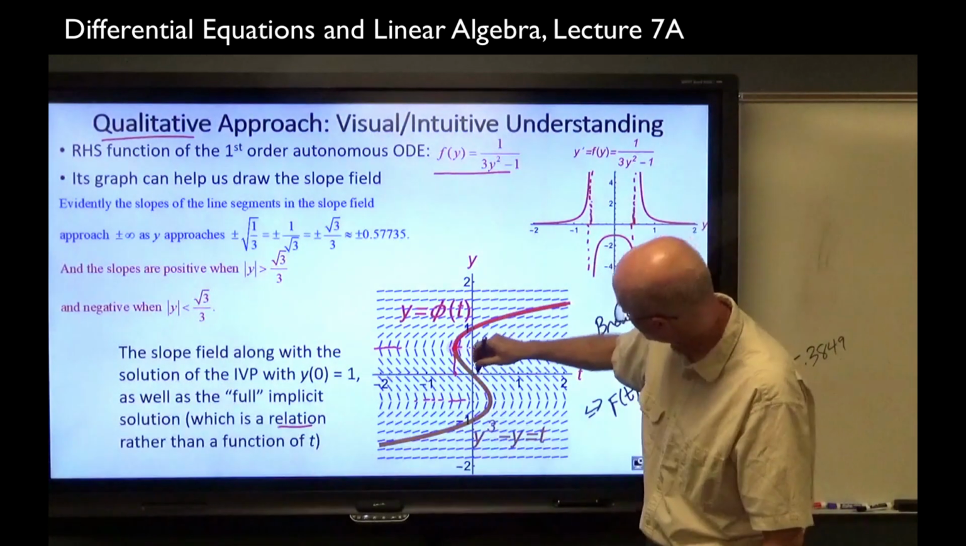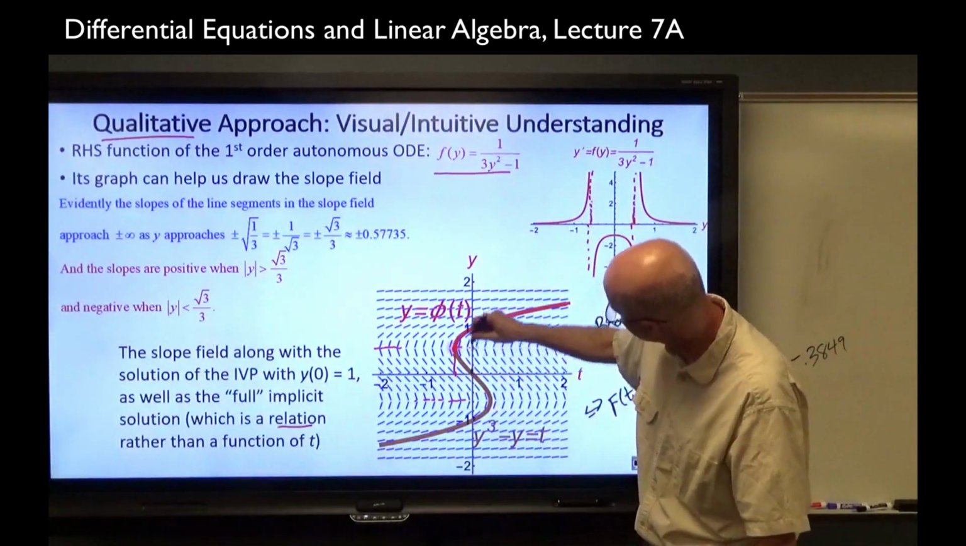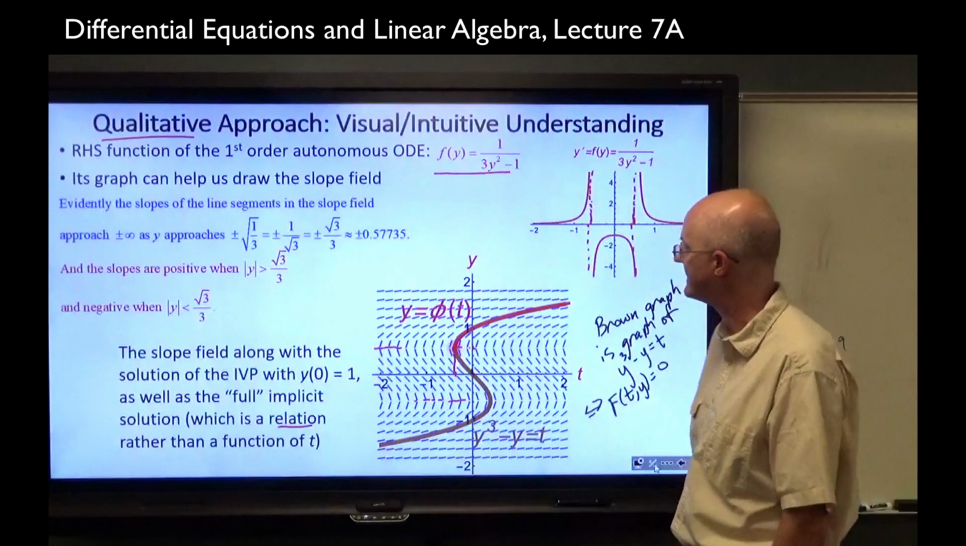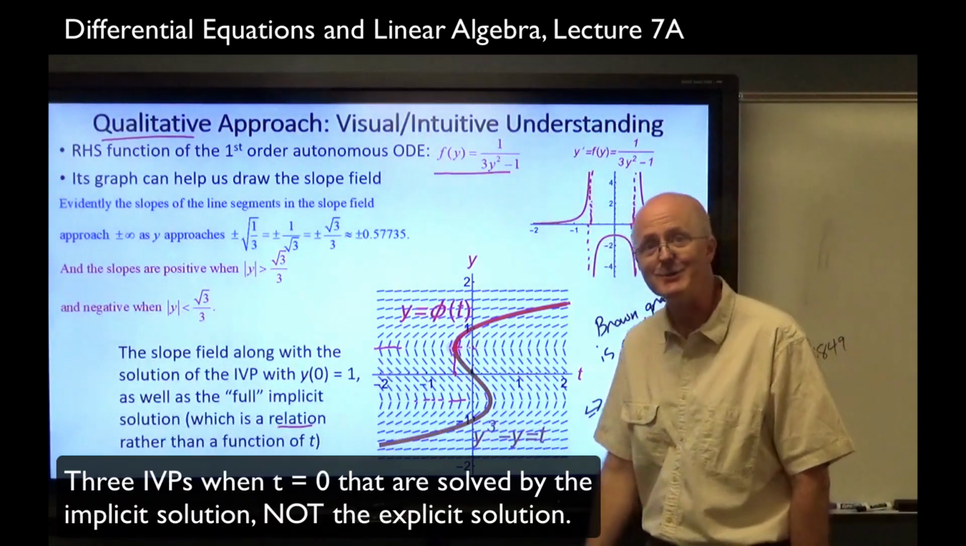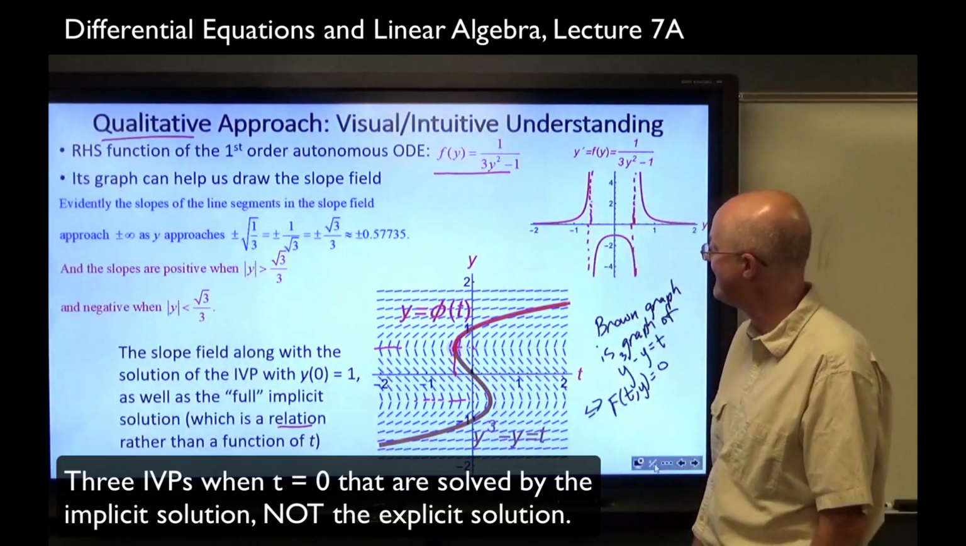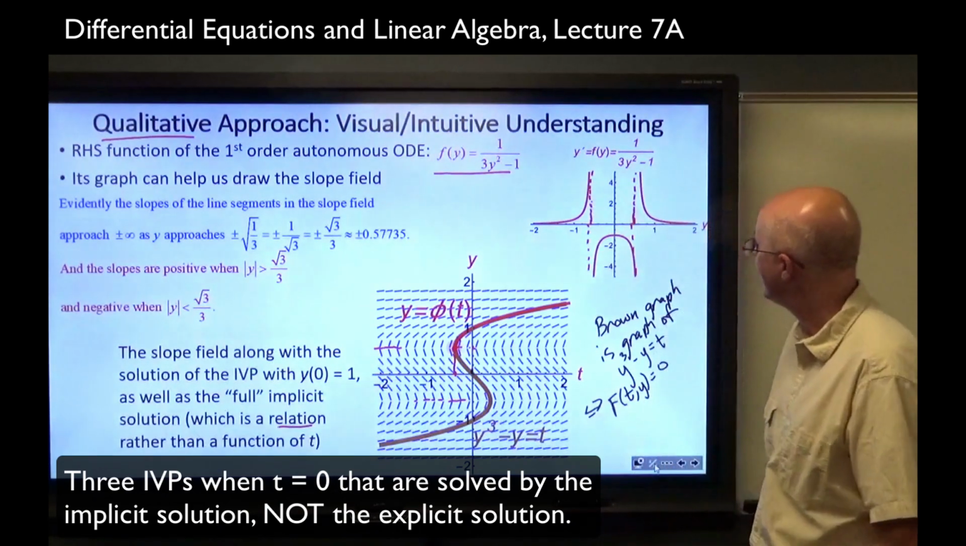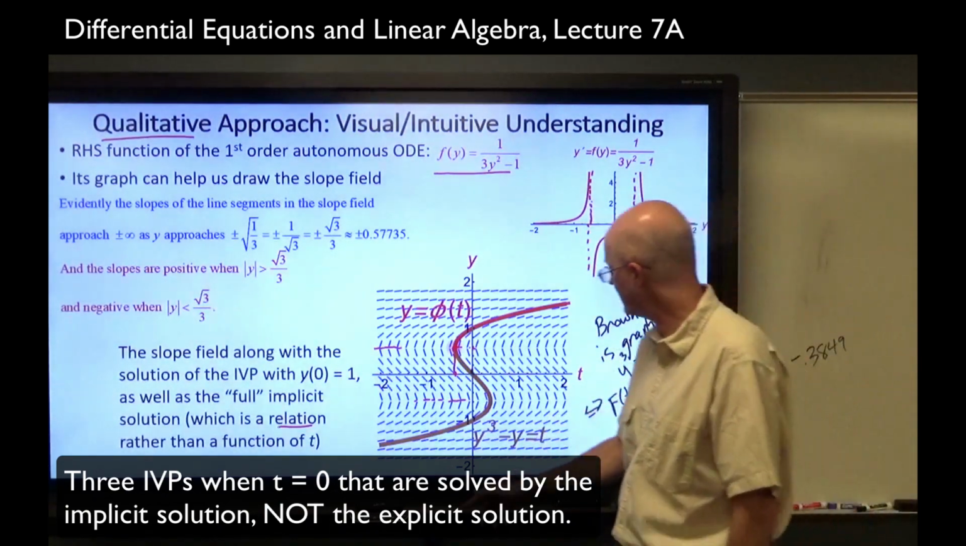And it does go through 3 points when t is 0. So there's really 3 initial value problems when t is 0 that this solves. That's not usually the case in what we've seen so far. Okay? And we can draw other solutions. The slope field shows you other solutions.